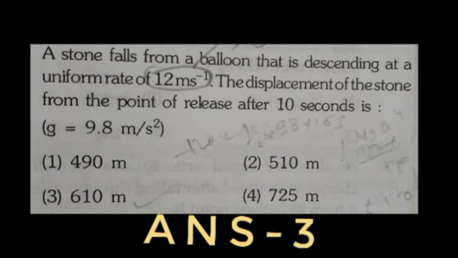Next question, a stone falls from a balloon that is descending at a uniform rate of 12 meters per second. The displacement of the stone from the point of release after 10 seconds is, g is equal to 9.8 meters per second squared. You have to find the displacement of the stone from the point of release after 10 seconds.